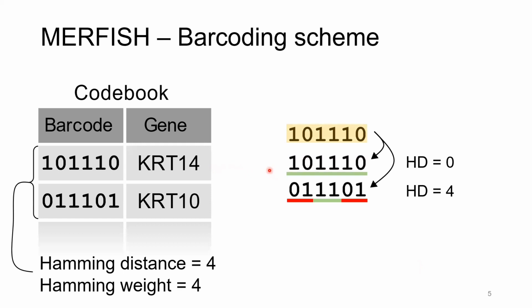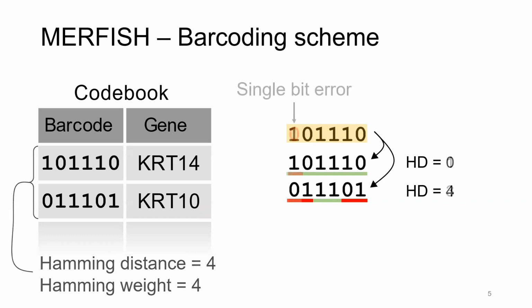And it has a further distance, we call that a Hamming distance, to, for example, another gene. So we can conclude here that this is keratin 14. But this technique is very error robust. That's also in the name of the technique.